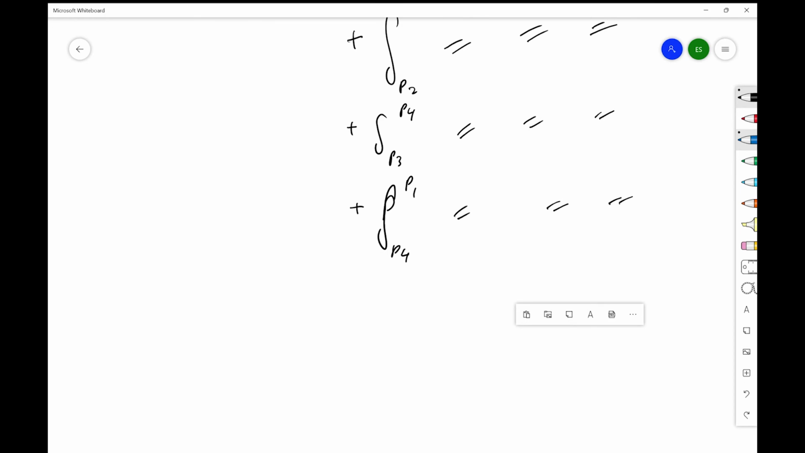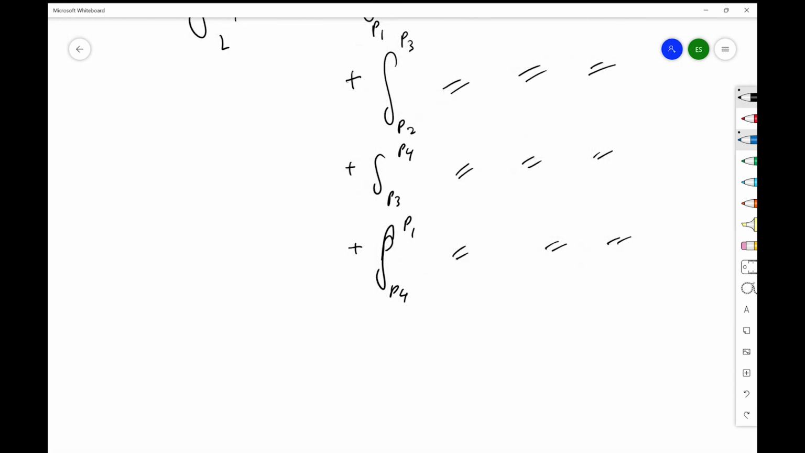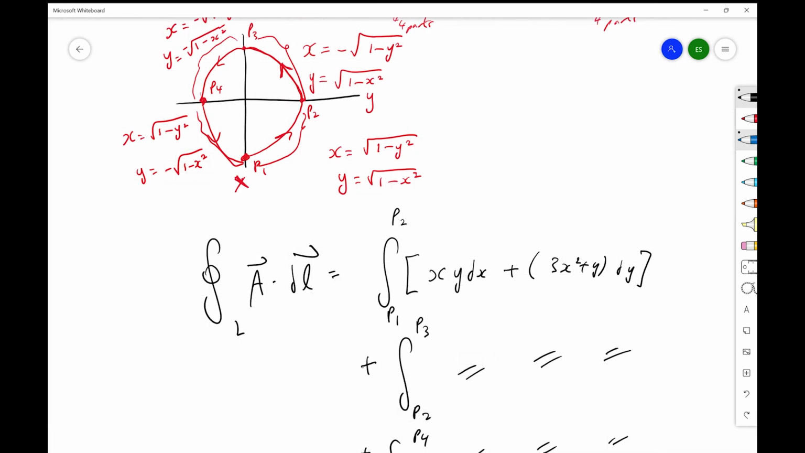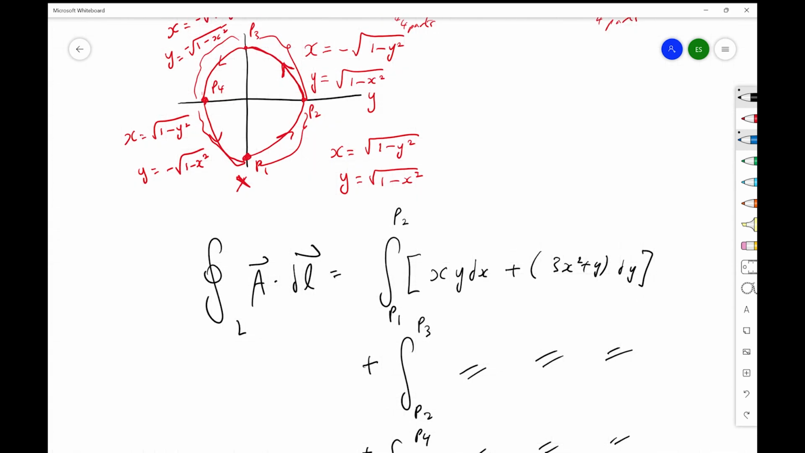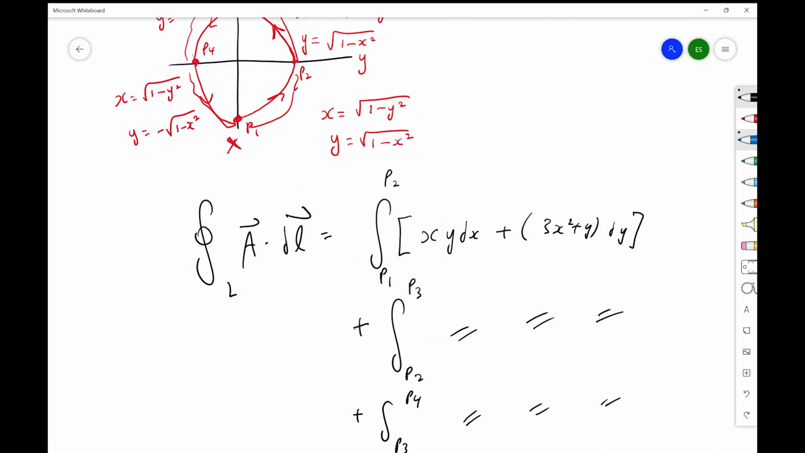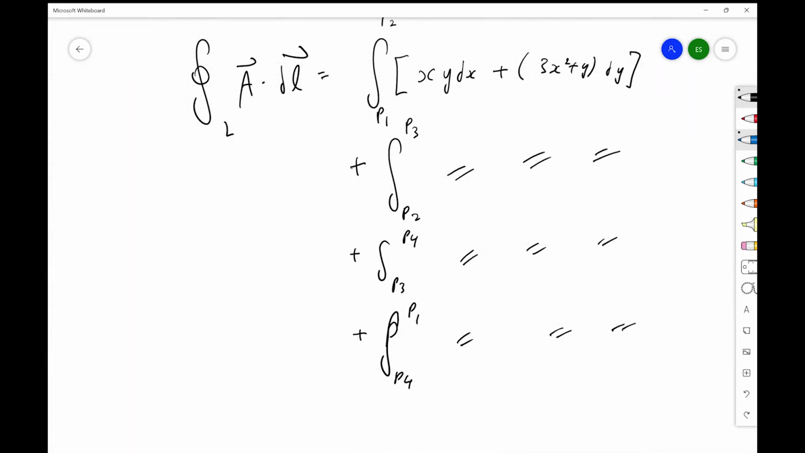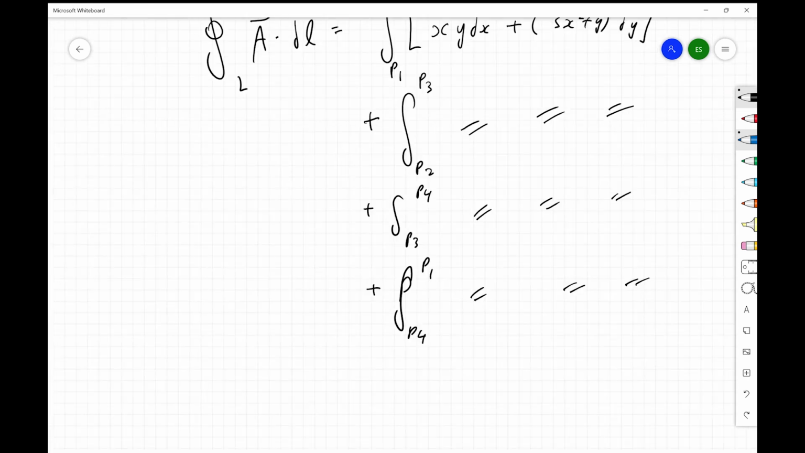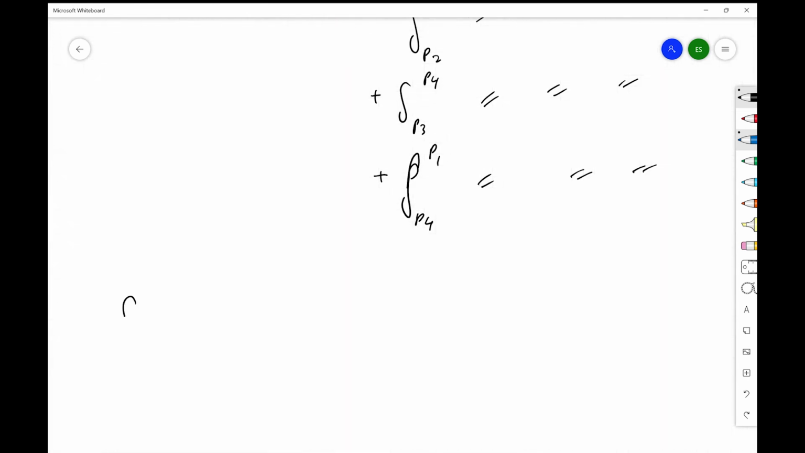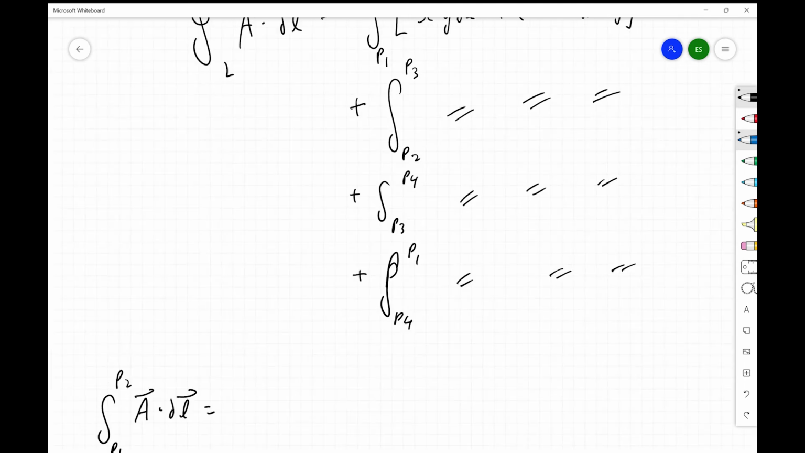Right? So we divided the path into 4 arcs according to the form of the functional dependence between x and y. Okay, so let's calculate the segments separately. So let me calculate the integral from P1 to P2, the integral from P1 to P2 of a dot dl, right?